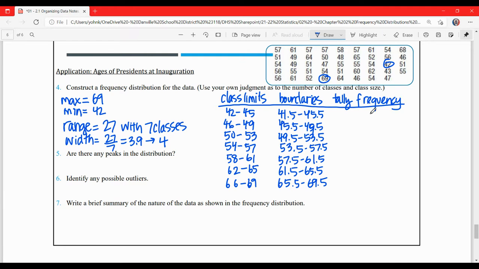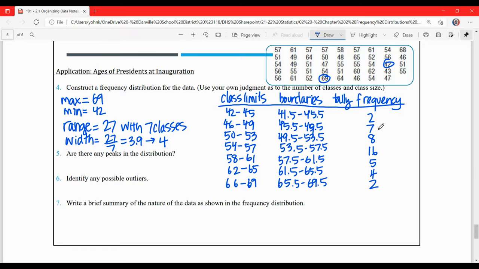I'll do the frequency for you. First one is 2, then 7, then 8, 16, 5, 4, and 2. Now, depending on how many classes you chose, your frequencies are going to look different. If you chose 5 classes versus 9 classes, your tally frequencies are going to be different.